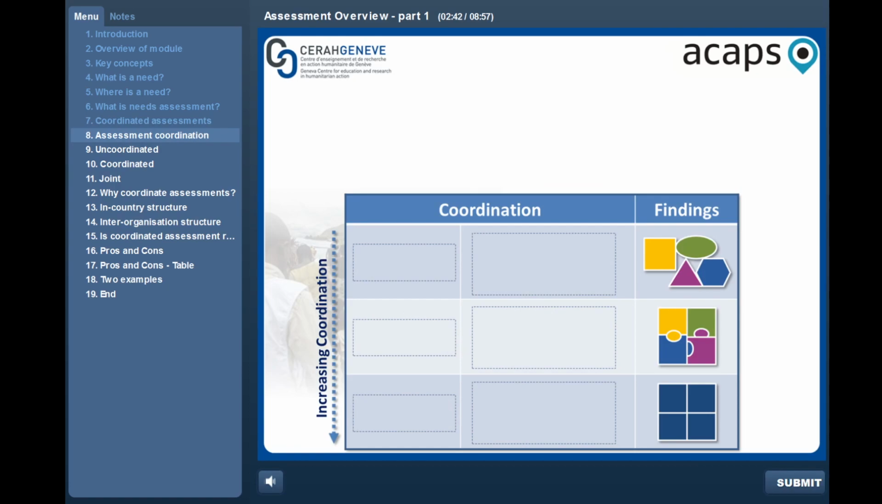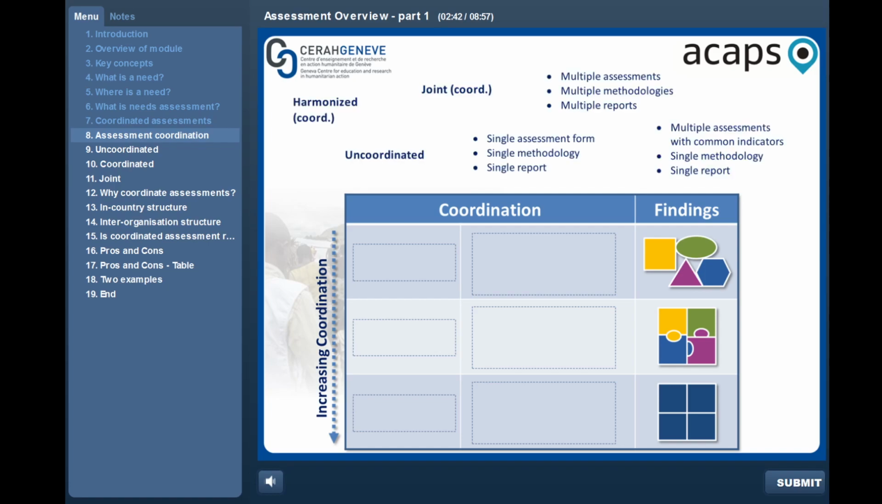This graph shows the three types of coordination of assessments between organizations. Please drag and drop the titles and characteristics to the correct places in the table.